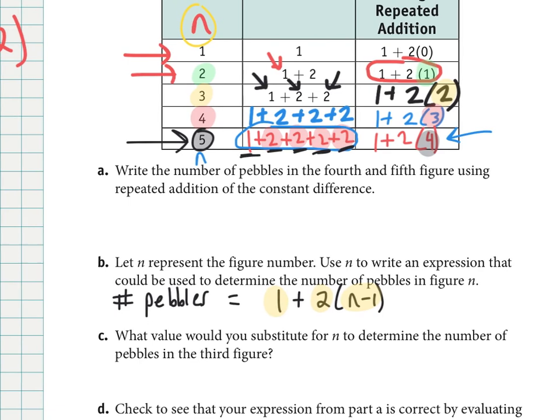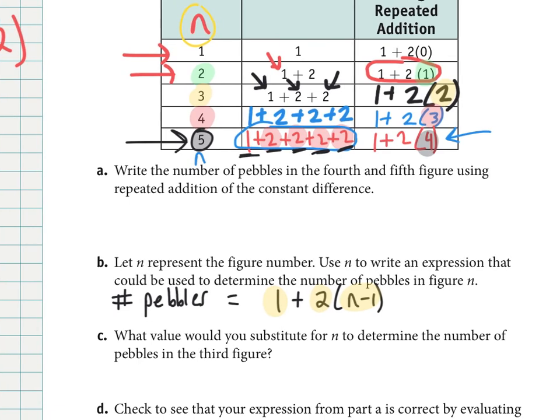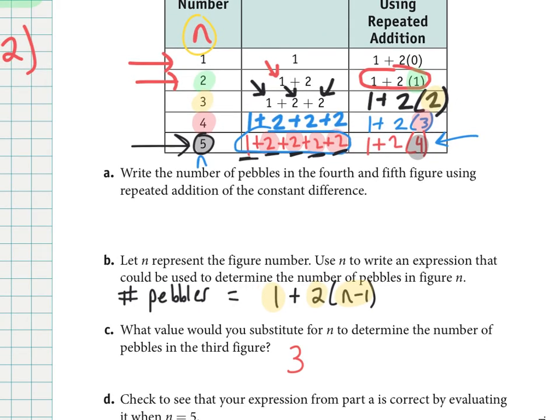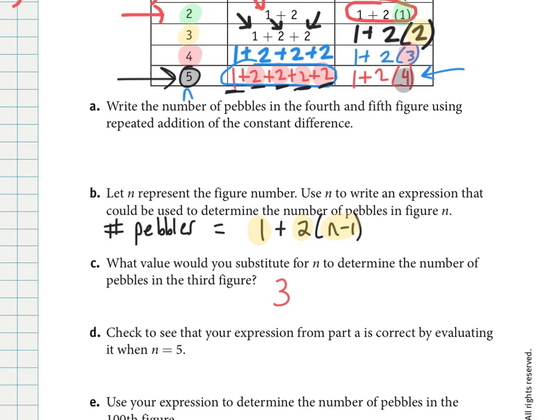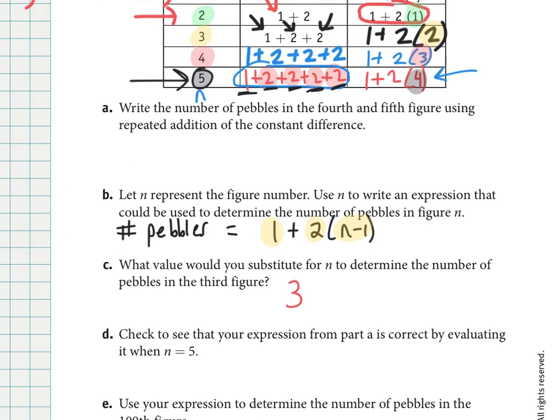So what value would you substitute for n to determine the number of pebbles in the third figure? We would substitute 3 in for n. Okay, part D, actually, they want us to do a different value. Check to see that your expression from part A is correct by evaluating it when n equals 5. So our n is 5.